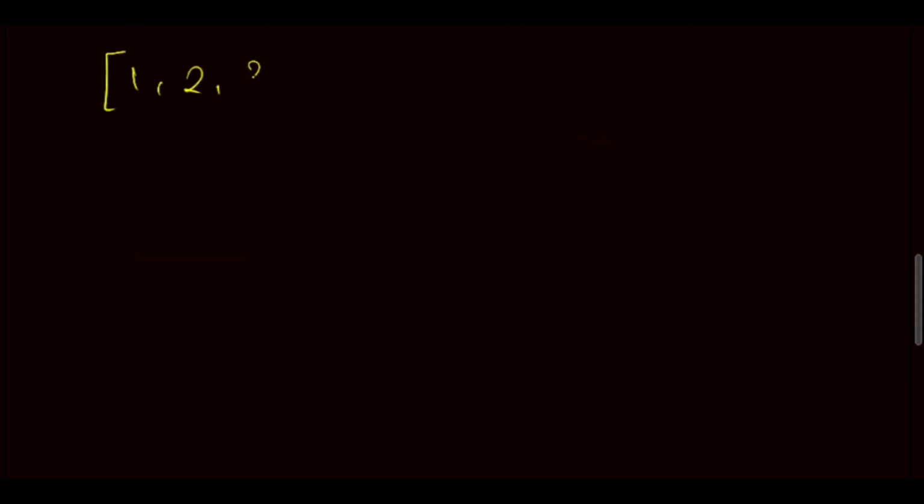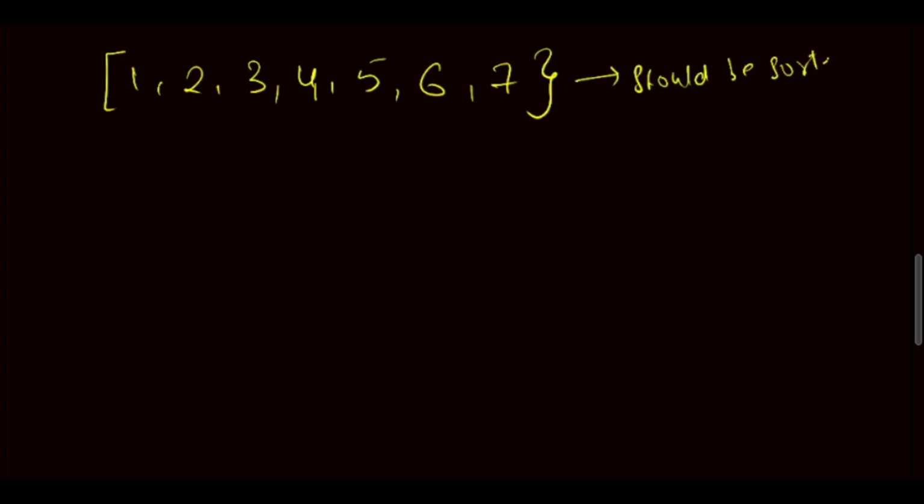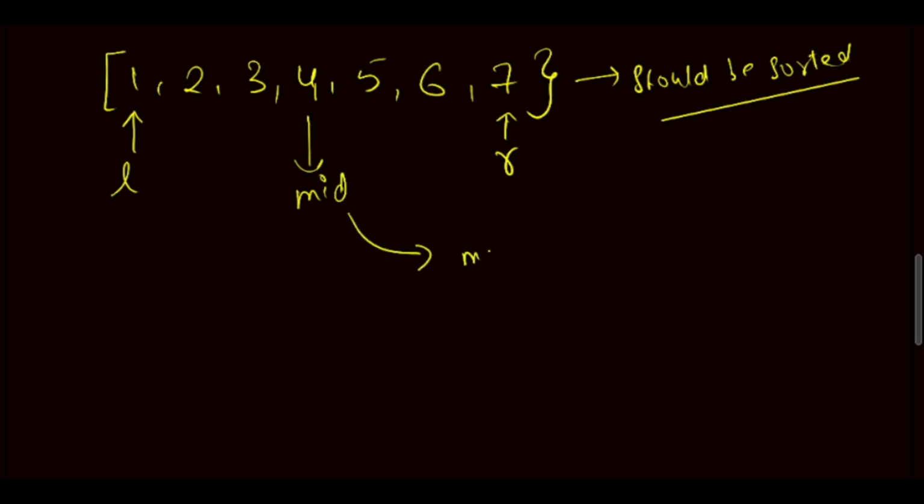Let's say you have a sorted array. Now for this approach, the array should be sorted. You have to remember this. Now what we do is we put a pointer here and we put a pointer here. Let's say this is L and this is R. And we calculate a midpoint. Now we compare this mid to our target, what we are looking for.